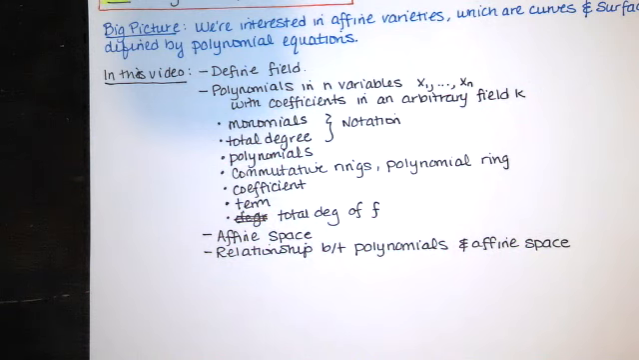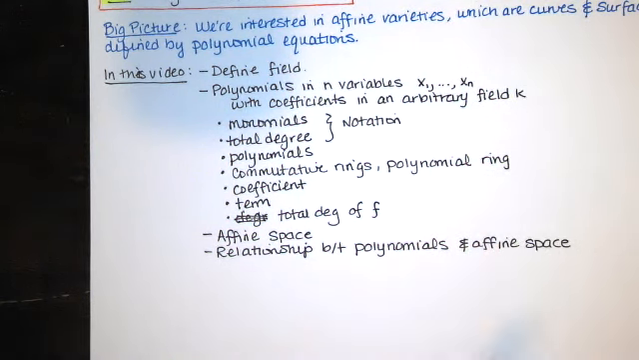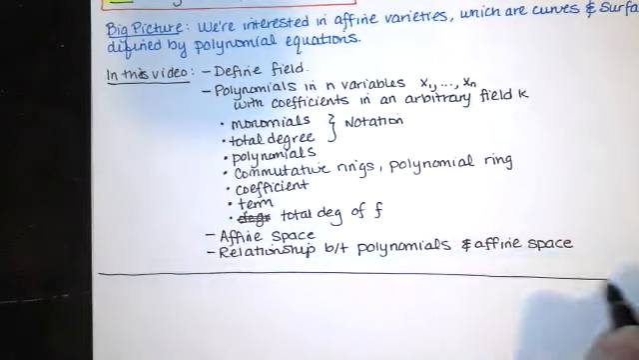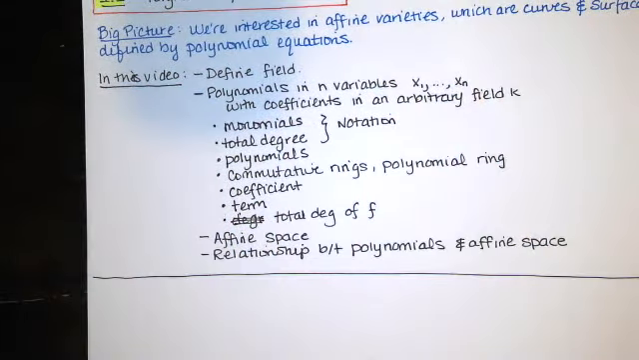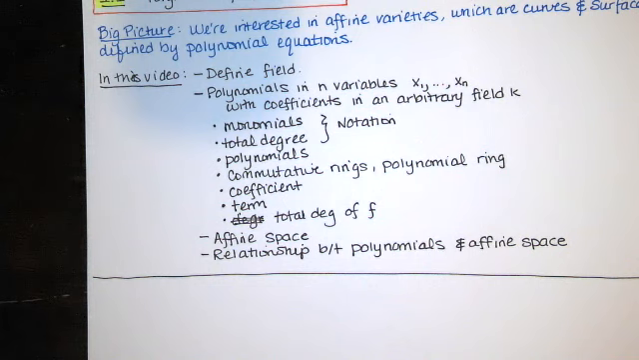Actually, maybe in this video, I'll just go up to affine space and we'll talk about the relationship between polynomials and affine space in the next video. So let's just start with the definition of a field. Fields are going to be important for us because we are interested in these polynomials, which are related to the affine varieties, and the coefficients of those polynomials will come from an arbitrary field that we'll denote by k.